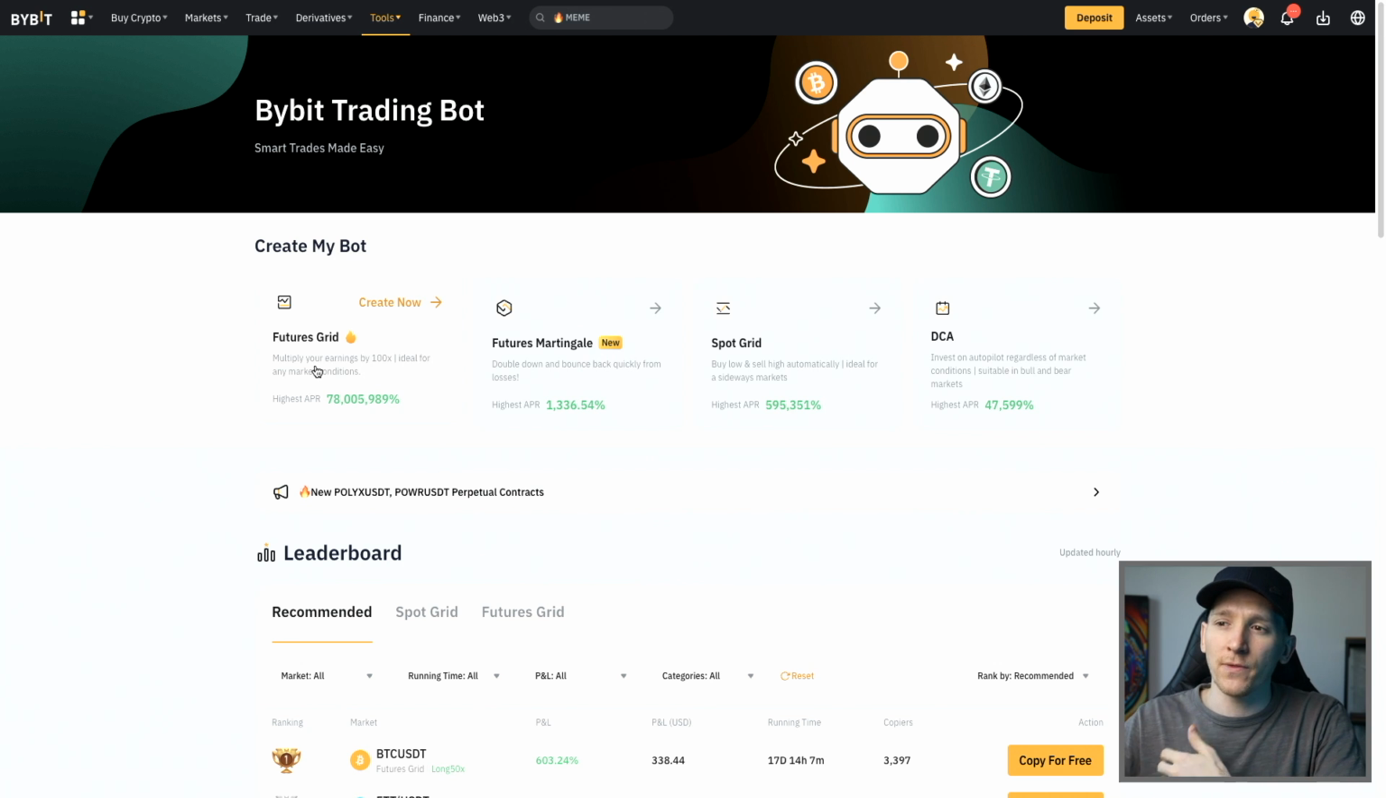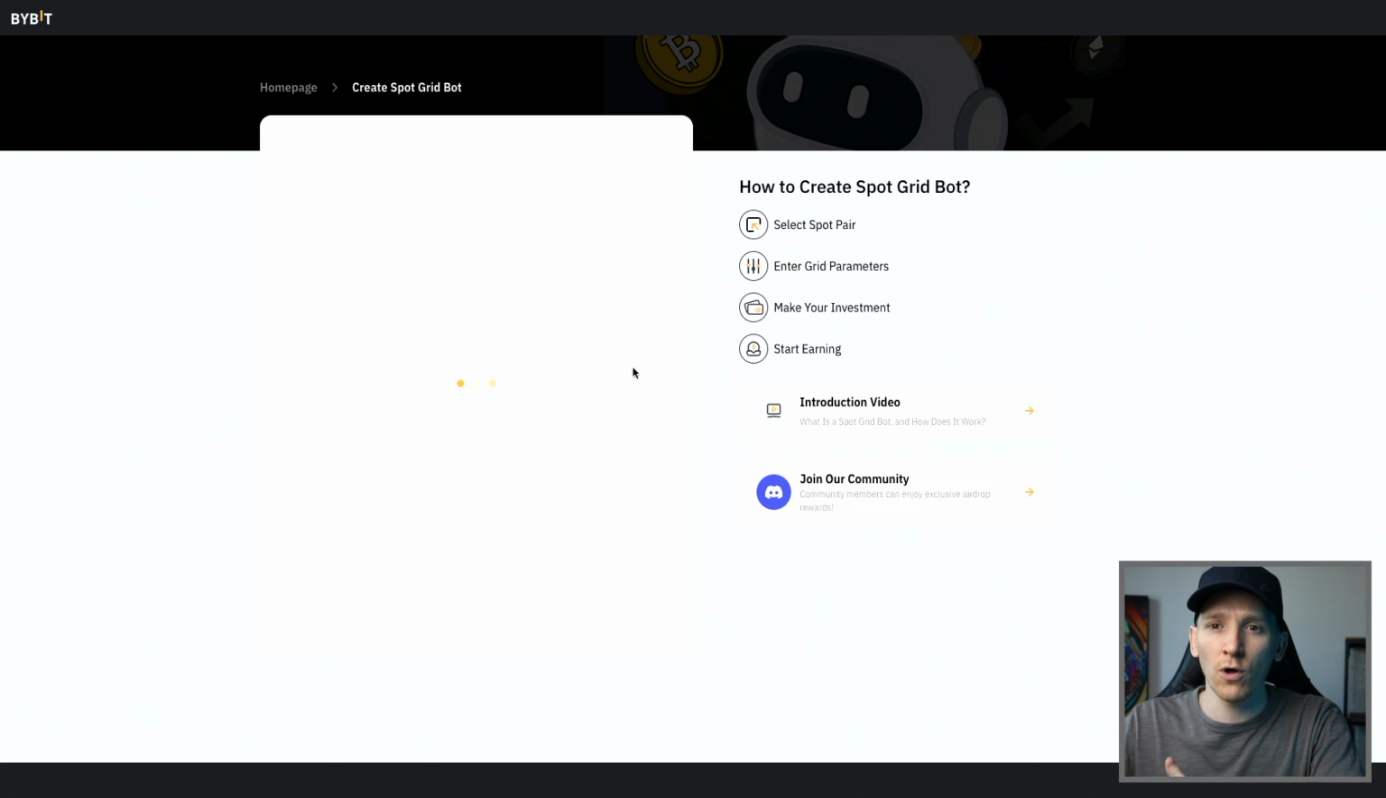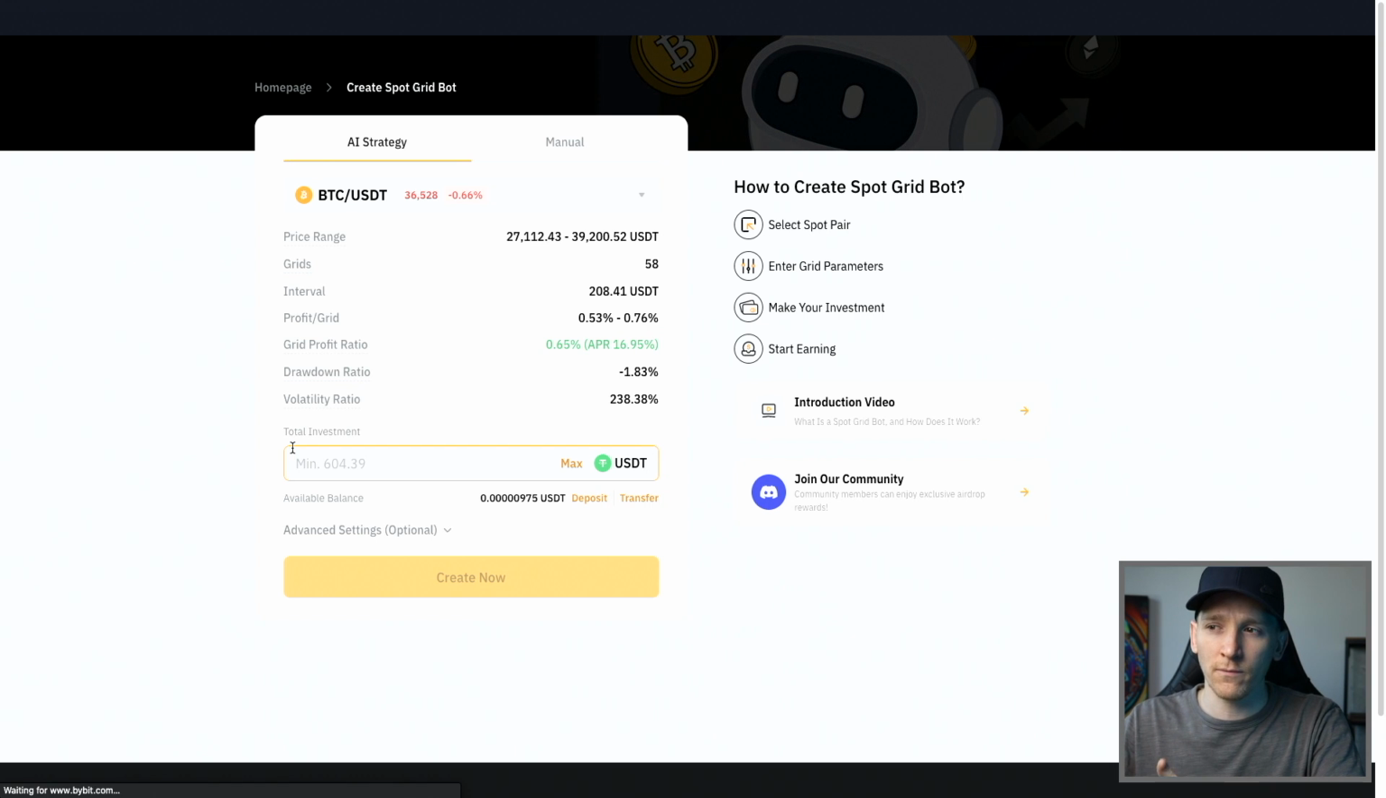So these are a product that may not be available in your region. Spot grid is trading in the spot market. So you're buying and holding with cash or stable coins. You're buying and holding that crypto. Trading fees are a little bit higher because it's a spot market and you can't use leverage, but I think you can use a bit of margin here. So anyway, I'll explain what grid bots are and what they're good for and some of the pros and some of the downsides of them.